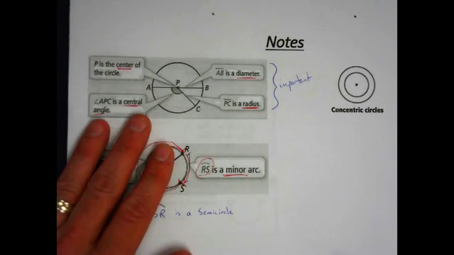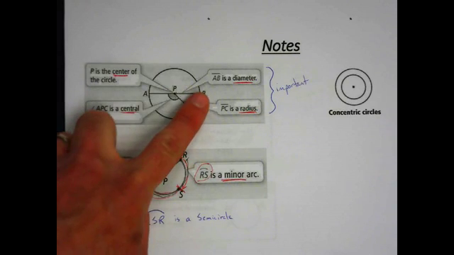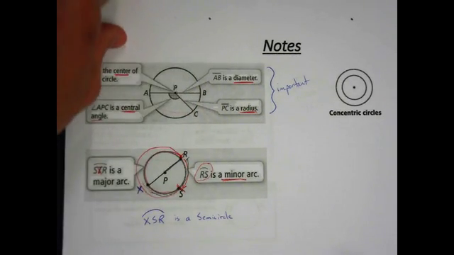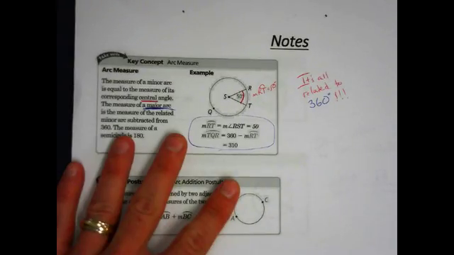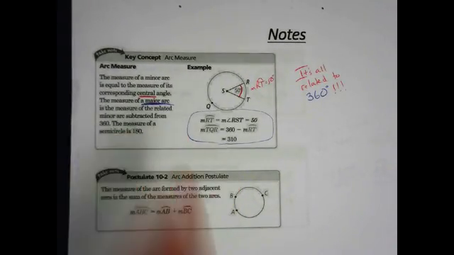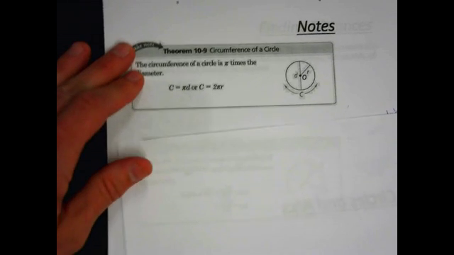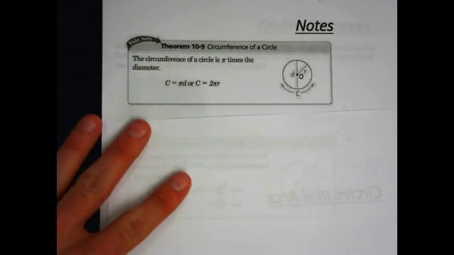We talked about what makes up a circle with our center and our radius, our diameter, our central angle, our circumference, bits of the circumference called the arc. We talked about arc measure, which is related to central angle, and we talked about the addition postulate working for that as well. So now we have another note about the circumference of a circle.